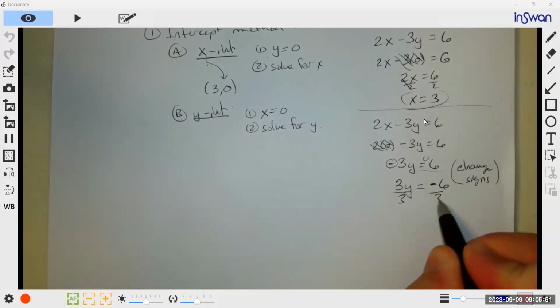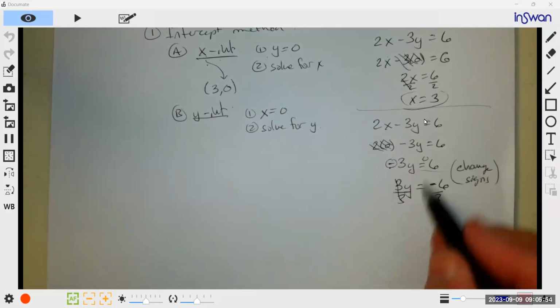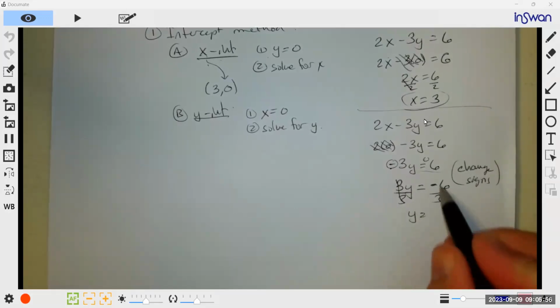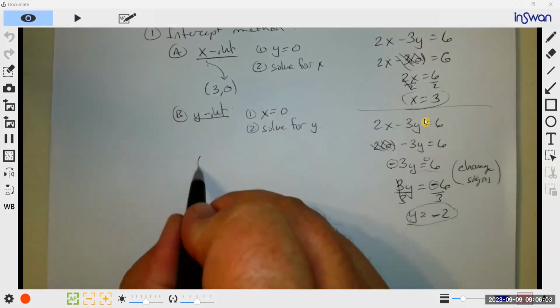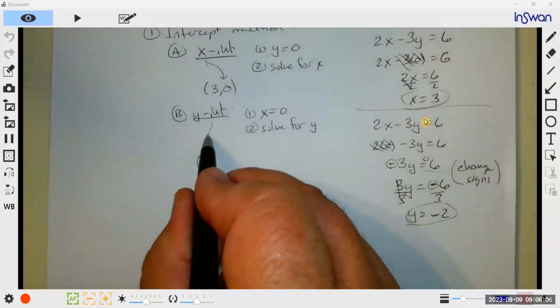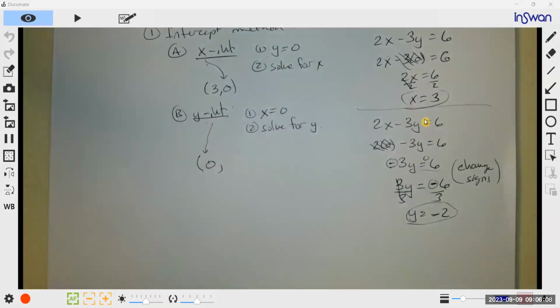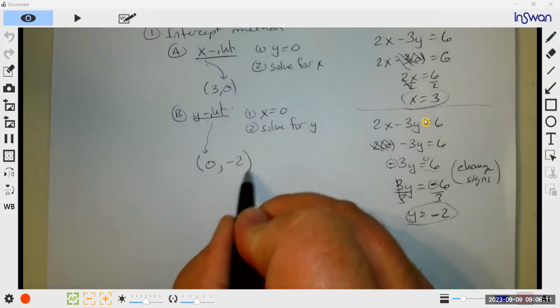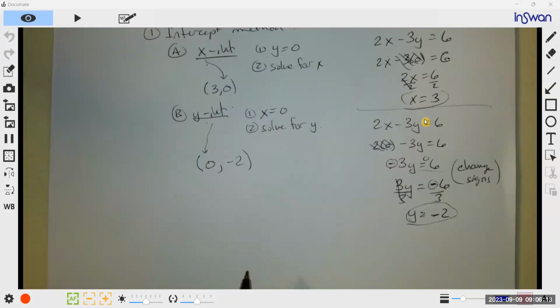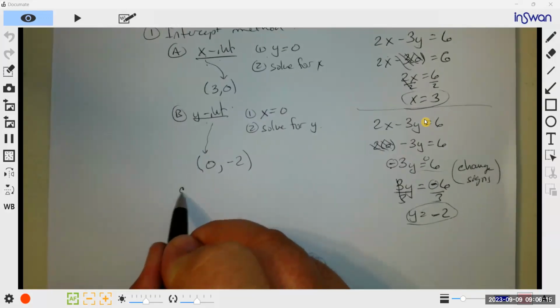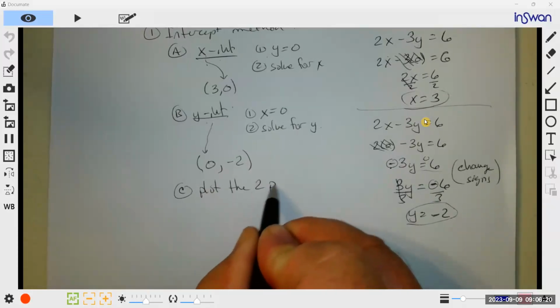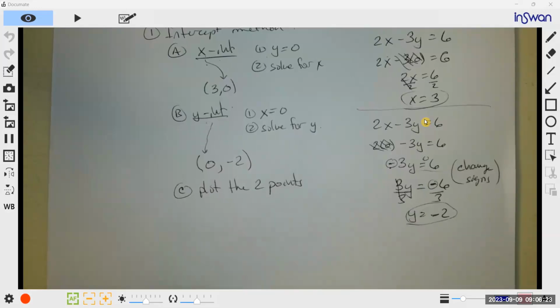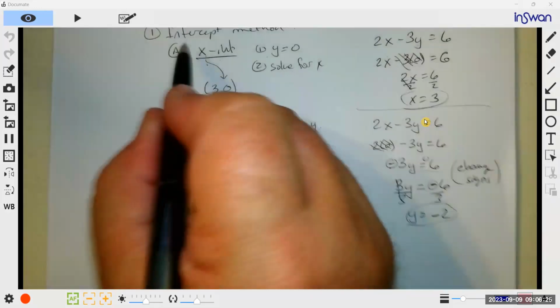Now all you have to do is divide by 3. You don't have to worry about, is the answer going to be positive or negative? It's already determined right there. So the answer is negative. 6 divided by 3 is 2. For the y-intercept, the x value is always 0. Plot the 2 points and connect the dots. That's one way. That's the intercept method.